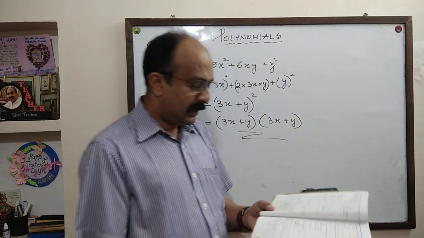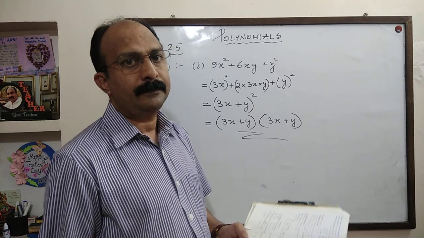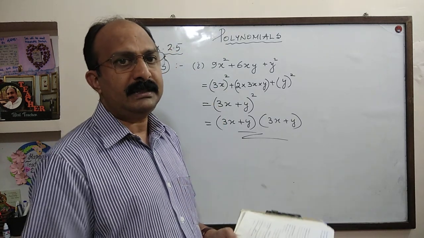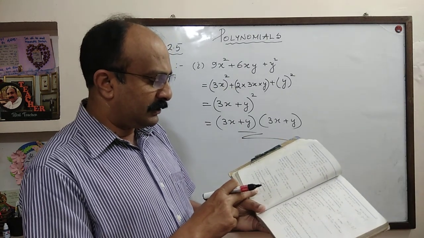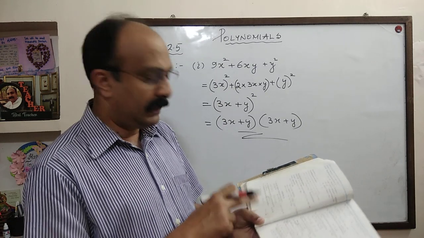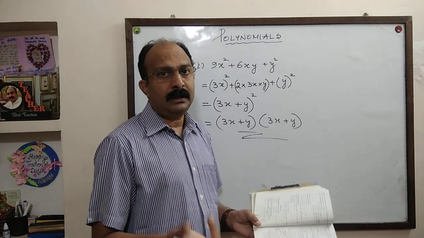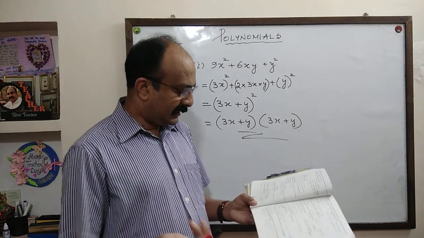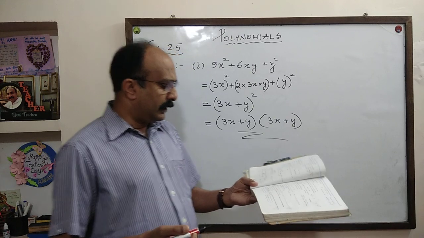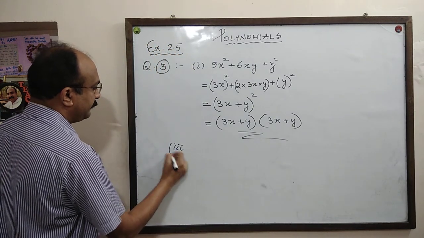Second question is 4y square minus 4y plus 1. The only change is minus sign in the middle term. So it will be a square minus 2ab plus b square. Here a is 2y and b is 1. So the answer is 2y minus 1 the whole square. Third one is x square minus y square upon 100. So do second one as homework.